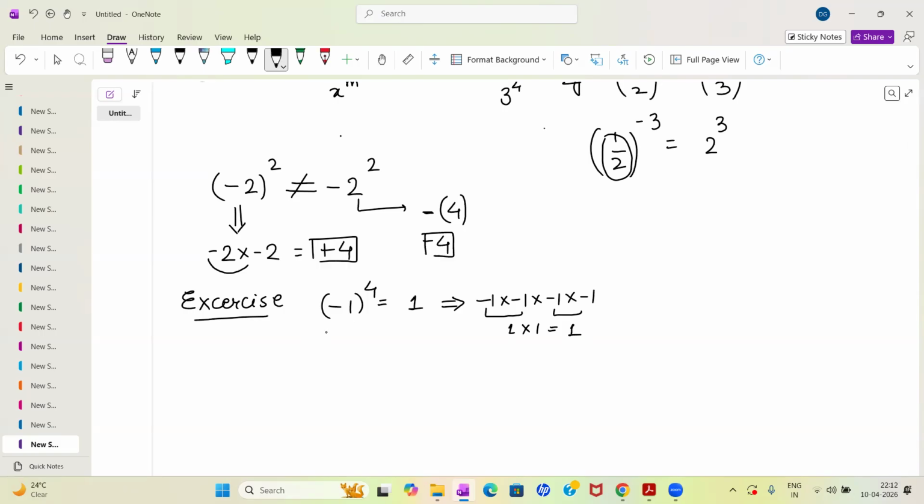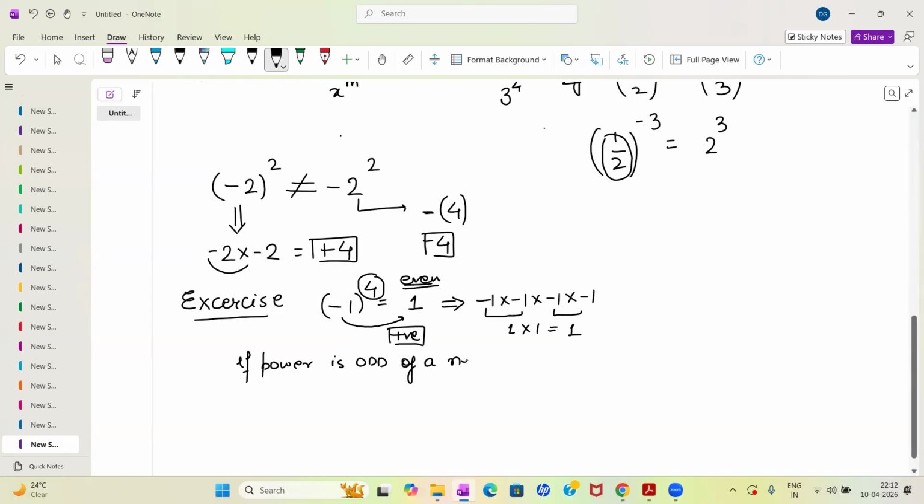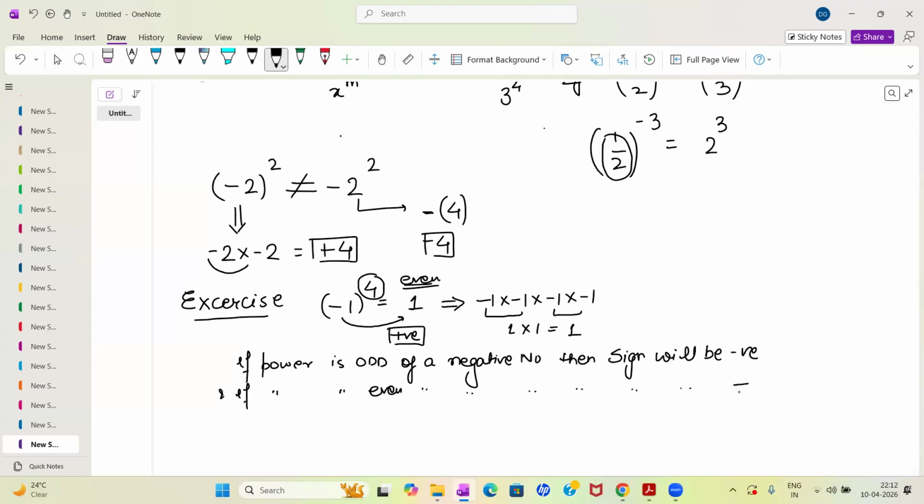So what we will do: if a power is even, then always the sign will be positive. And if the power is odd of a negative number, then the sign will be negative. And if the power is even of a negative number, then the sign will be positive.